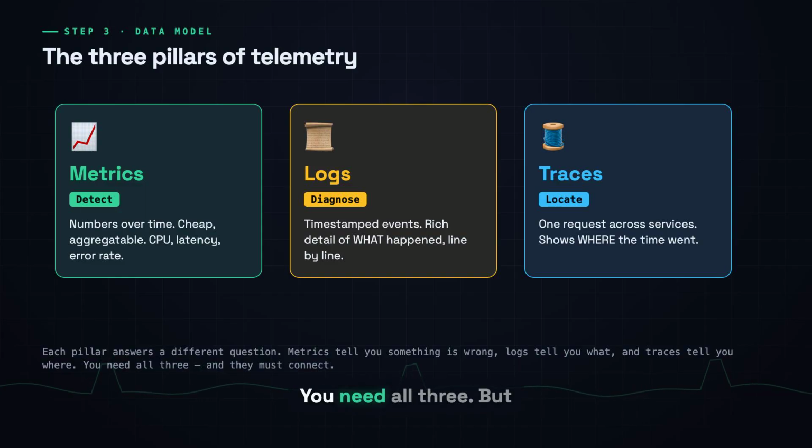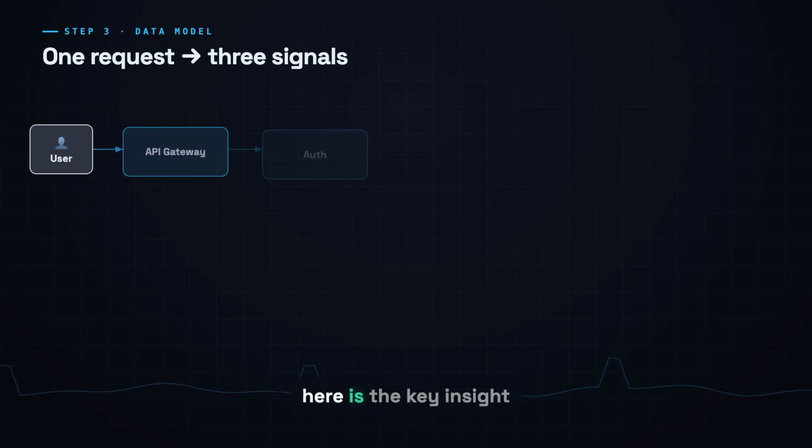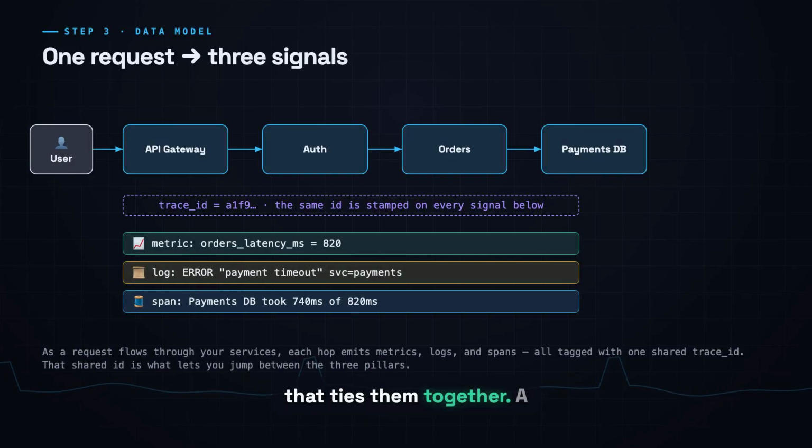You need all 3. But here is the key insight that ties them together. A single user request, as it flows through your gateway, your auth service, your orders service, and your database, emits all 3 signals at once. The magic is that every one of those signals can be stamped with the same shared identifier, called a trace id, so when latency spikes, the metric, the error log, and the trace span all carry the same id. That shared id is the thread that connects the 3 pillars into a single story.